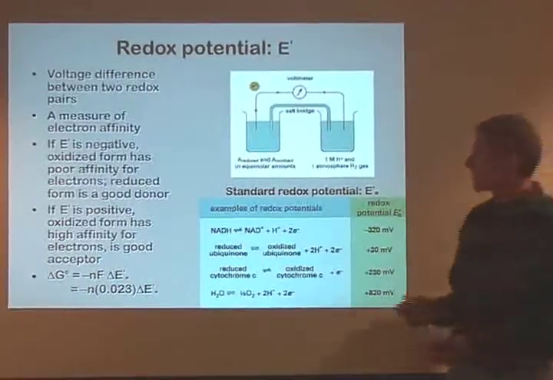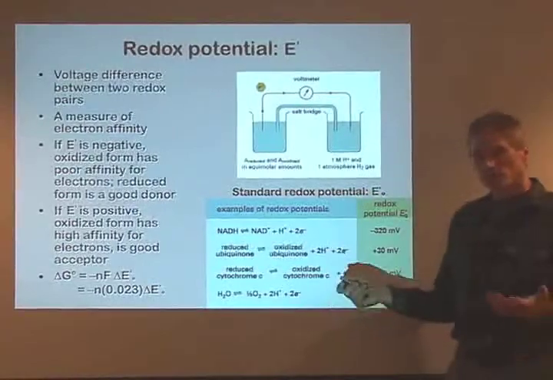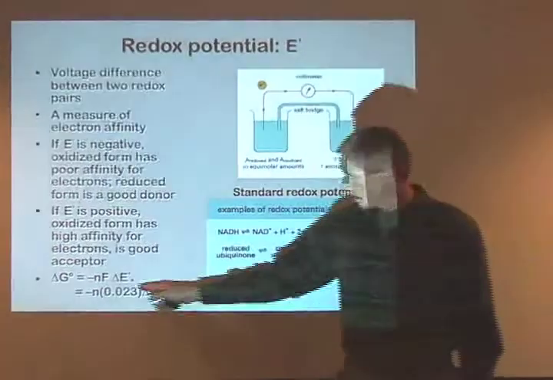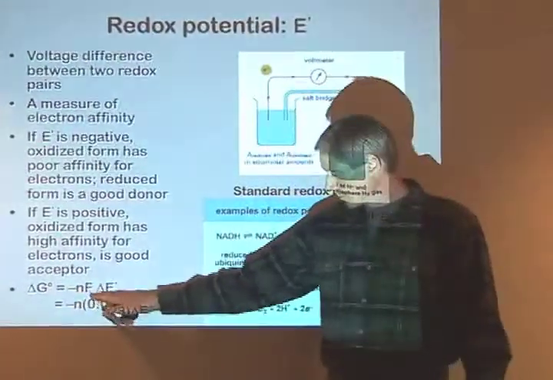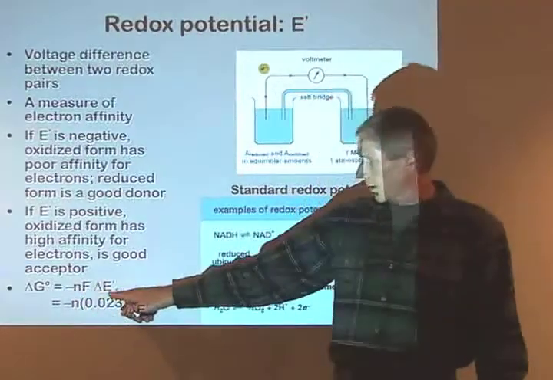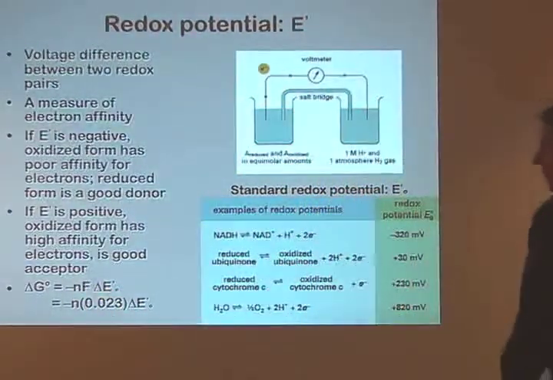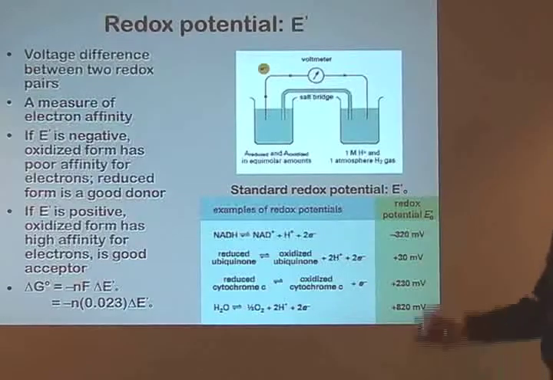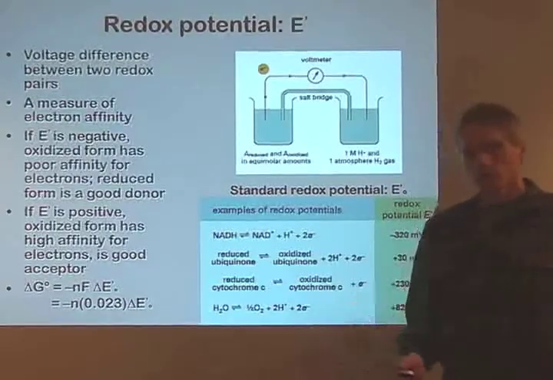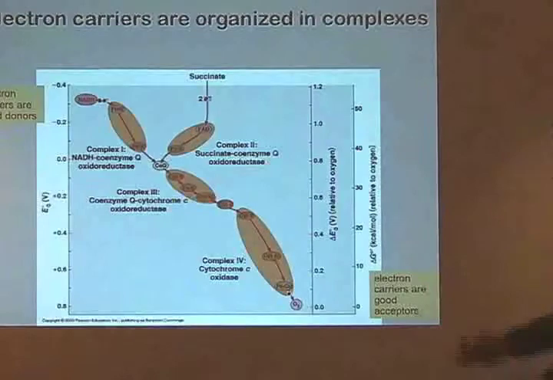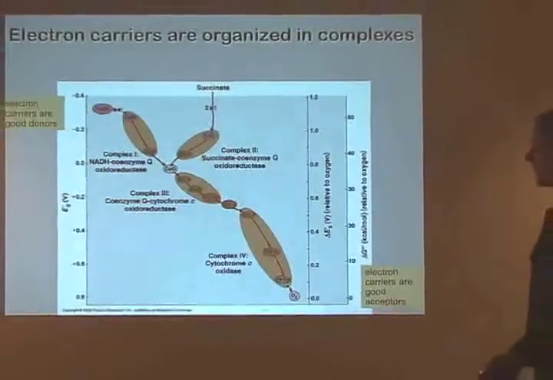And the redox potential is basically, if you do the thermodynamics, the negative of the delta G. So it's the charge times the Faraday constant times the redox potential. So you can think of it as the negative of the delta G for the purpose of understanding these diagrams.